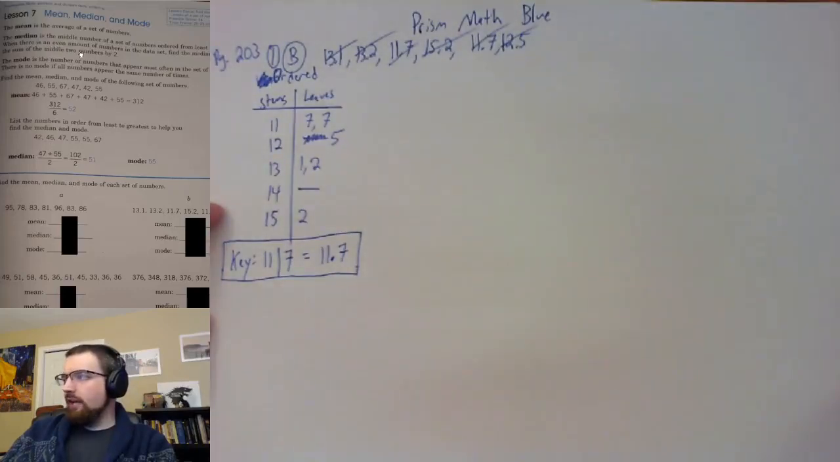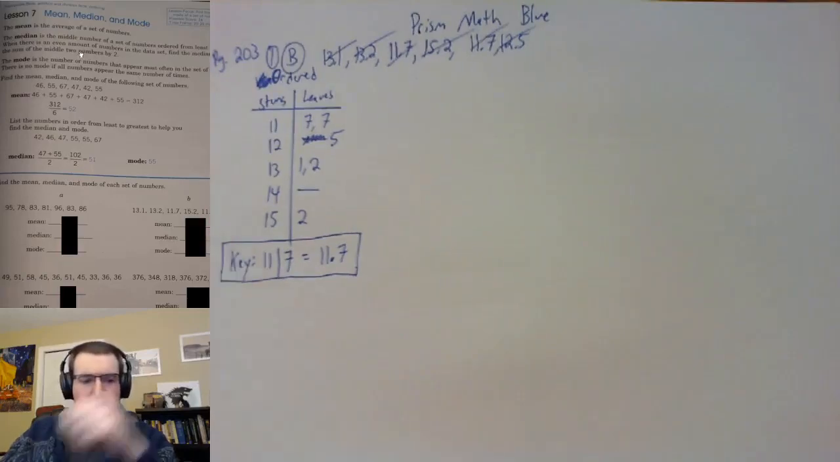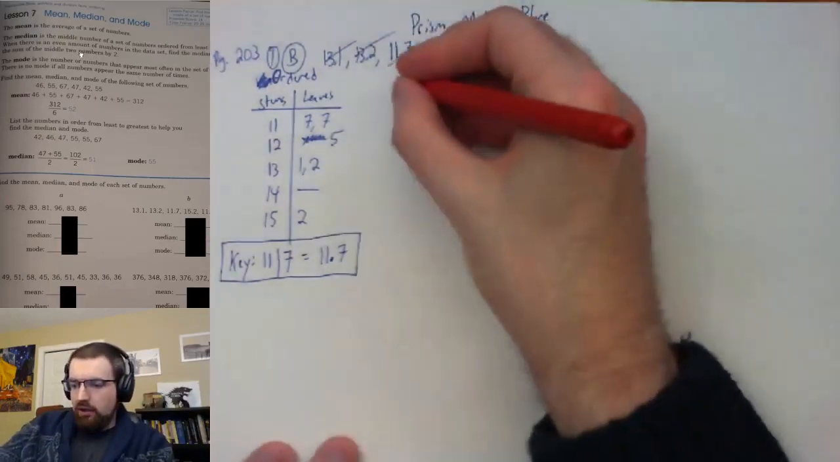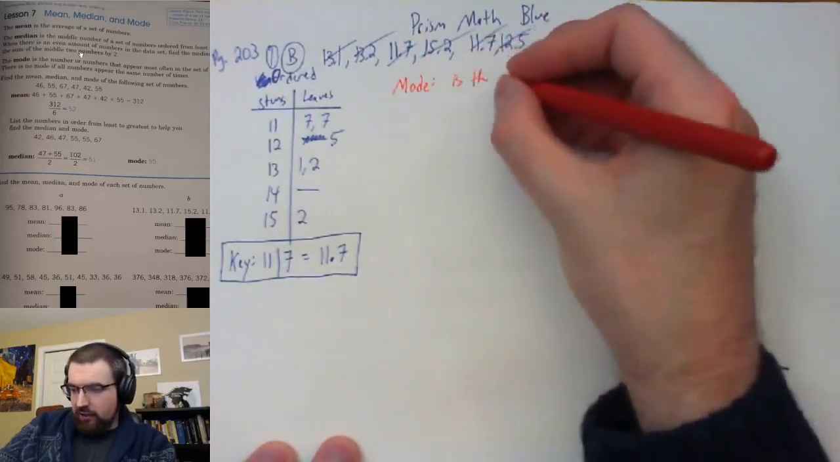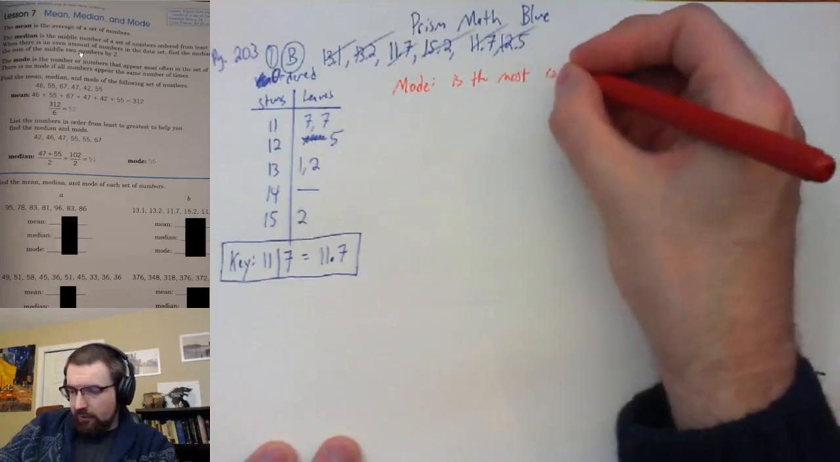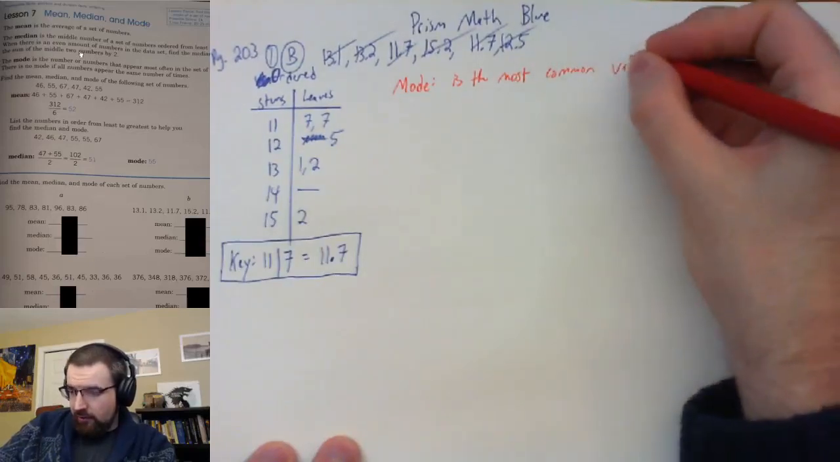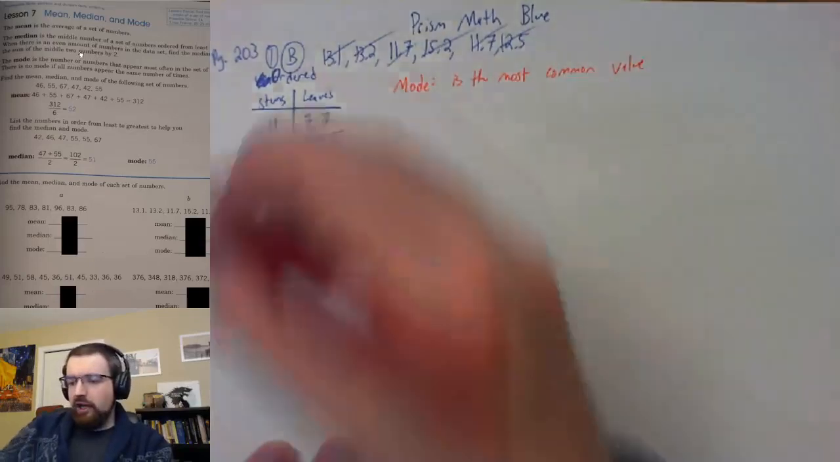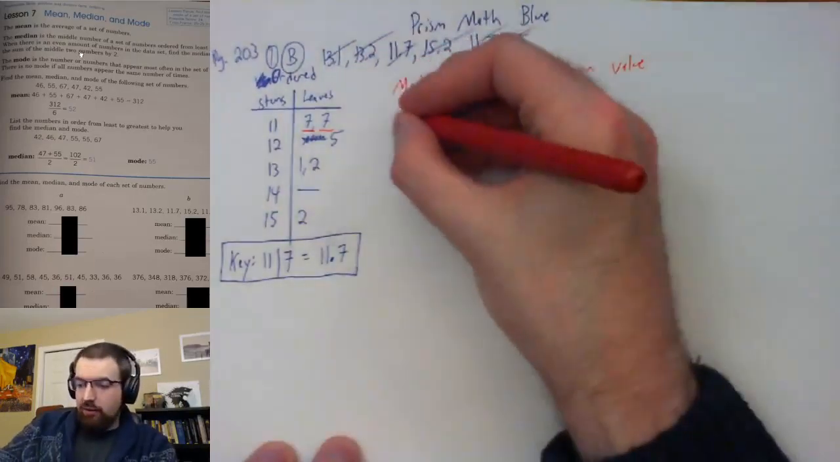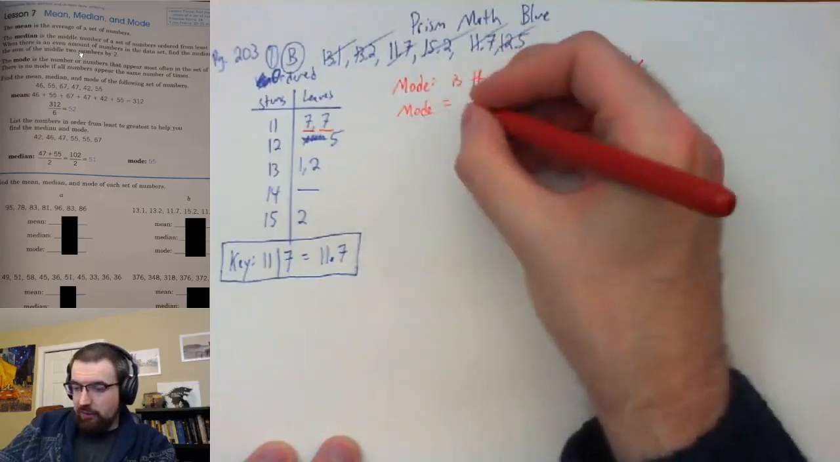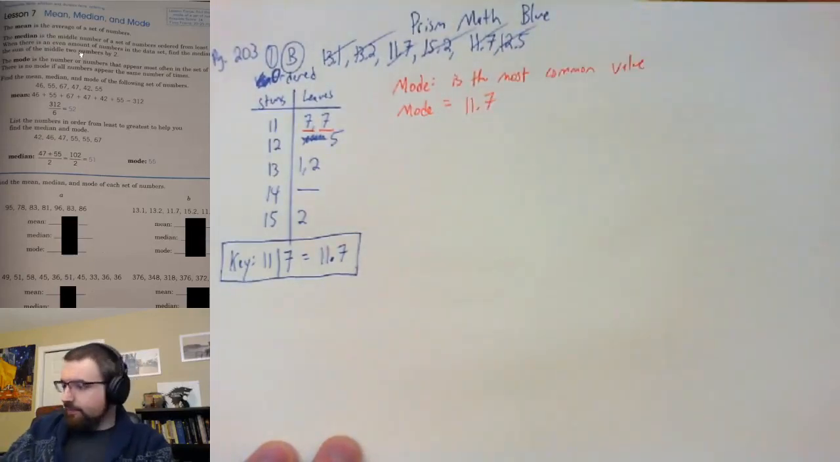Right? So now I can go ahead and find the mean, the median, and the mode. Well, first up, I'm going to do the mode because the mode is the easiest. Right? The mode is the most common value. Right? And here we see there's a 11.7 here and 11.7 here. So the mode equals 11.7.